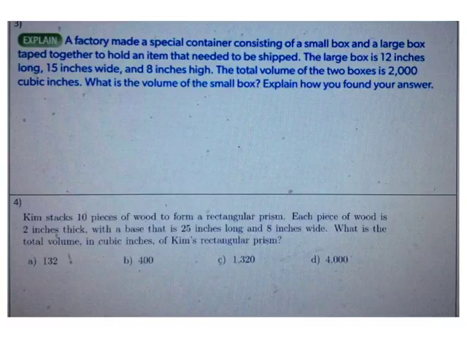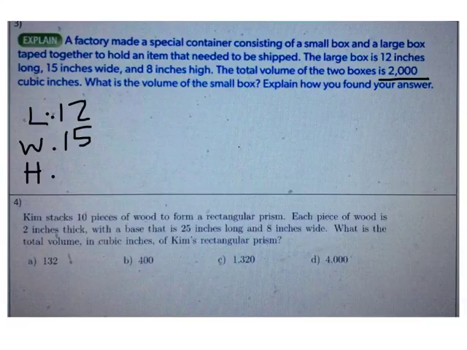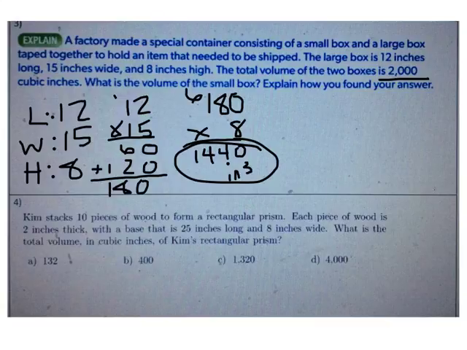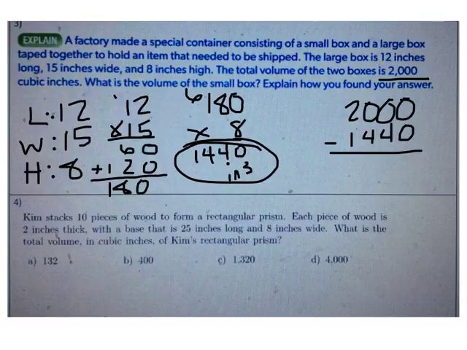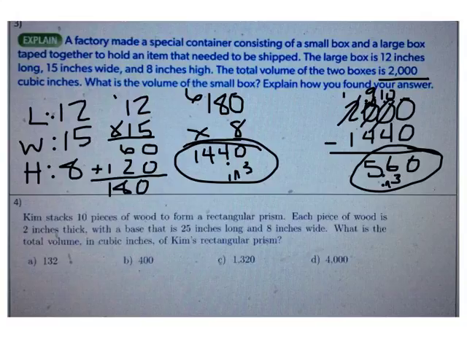To find this, I need to find the volume of the large box and subtract it from the total, 2,000. First, let's find the volume of the large box with a length of 12, a width of 15, and a height of 8. What's the volume of that box? The volume is 1,440 inches cubed. Now I can subtract from the total volume to find what's left for the small box. What's 2,000 minus 1,440? The correct answer is 560 cubic inches.